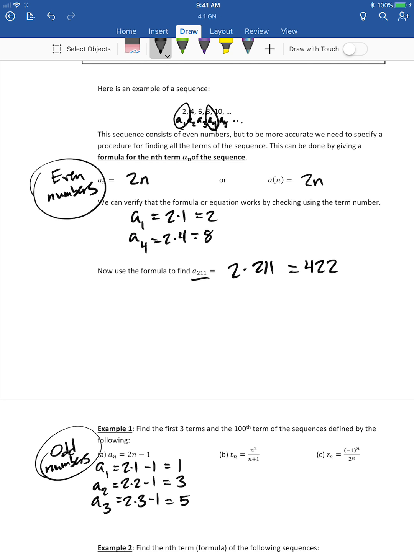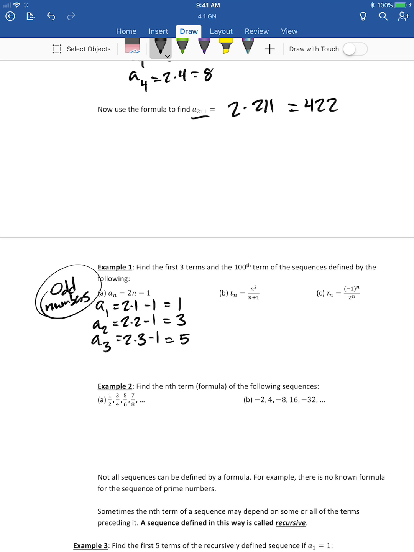So even numbers, a sub n equals 2n. That was the evens. The odd numbers, a sub n equals 2n minus 1. Things to keep in mind. Then we also wanted to know the 100th term of the sequence. So a100 is 2 times 100 minus 1. 200 minus 1 is 199. Great. I'm going to have you try B on your own, but I'll work through letter C with you.